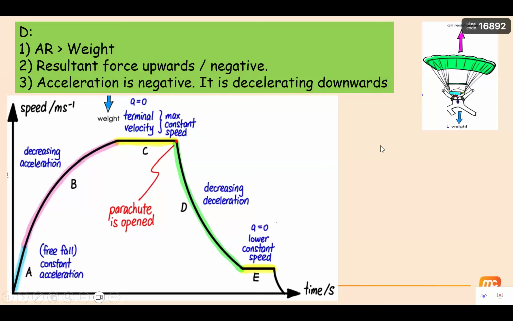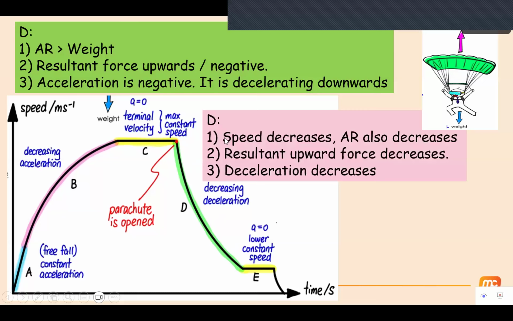Then next part, we go into why it is not a constant deceleration, but a decreasing deceleration. This is because as the speed decreases, the amount of air resistance also decreases. So the resultant force decreases. When the resultant force decreases, the deceleration will also decrease. So it's not a constant deceleration, it's a decreasing deceleration.